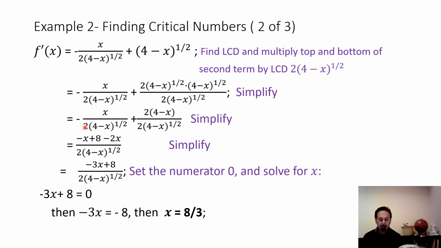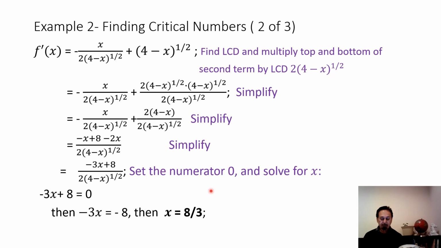Now we have the same denominators. We call this like fractions. So we write the denominator once, 2 times (4 minus x) to the 1/2, and add the numerators: minus x plus 8, that is 2 times 4 minus 2 times x. So we simplify it, it gives you negative x minus 2x, which is minus 3x plus 8, over 2 times (4 minus x) to the 1/2.